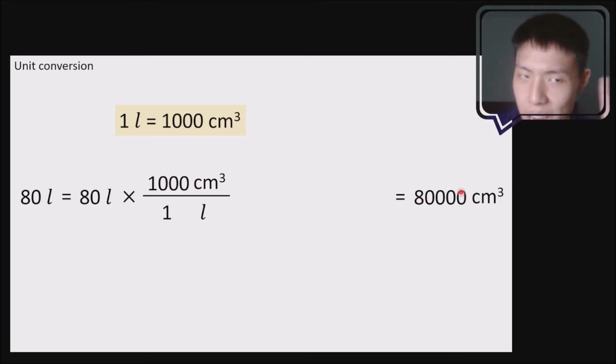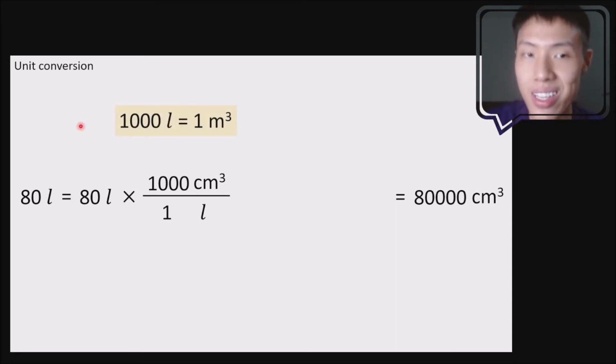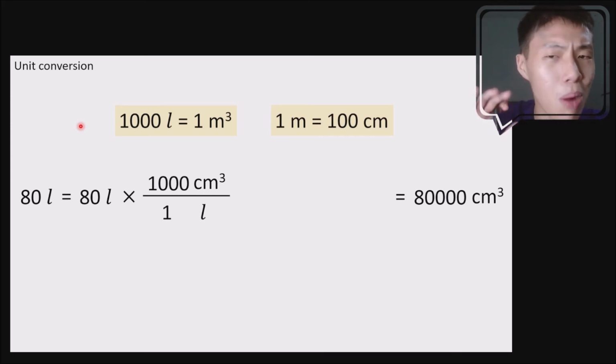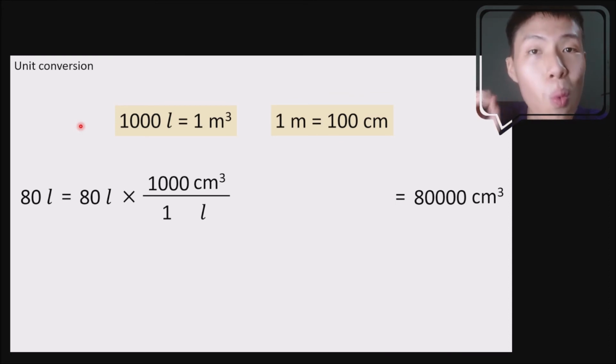Okay, so now imagine you can't remember that 1 liter equals 1000 cm cube, but you happen to know that 1000 liter equals 1 meter cube. Well, everybody remembers different things. Let's say you remember that 1000 liter equals 1 meter cube, and you also know that 1 meter equals 100 cm. You can't remember how much 1 meter cube equals in cm cube, but you remember 1 meter equals 100 cm. Well, you can still do something with this.